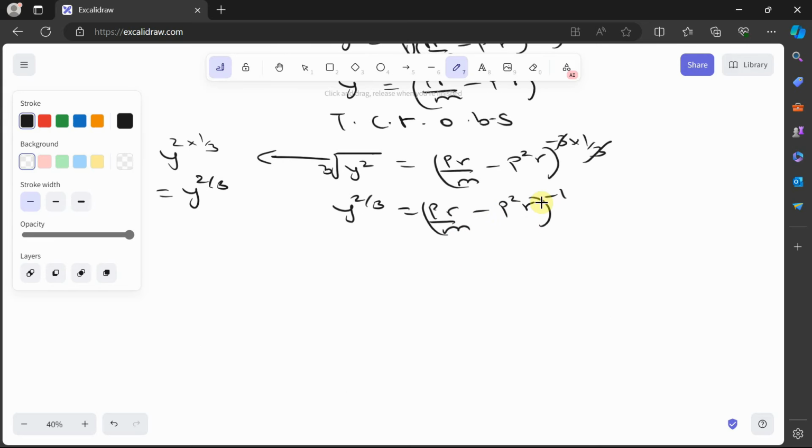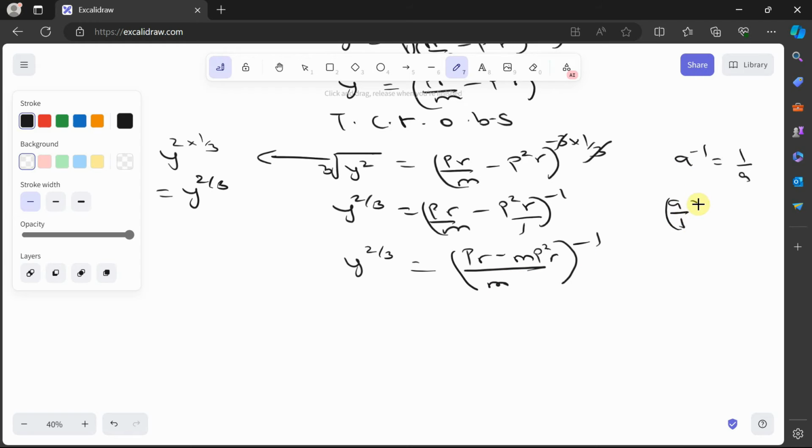Before we move any further, let's simplify these brackets. That is y raised to the power of 2 over 3 is equal to, if I take the LCM, this is m in m is 1 times pr, that's pr, minus m in 1 is m times p square r, that will be mp square r, raised to the power of minus 1. So if I have a raised to the power of minus 1, that's like saying what? 1 over a. We know this already. So whatever is a raised to the power of minus 1, like saying a over 1 raised to the power of minus 1. If I have 3 divided by 1 is still 3, so a over 1 is still a. That means that whatever was under came to the top, and whatever was at the top came under when we simplified it this way.